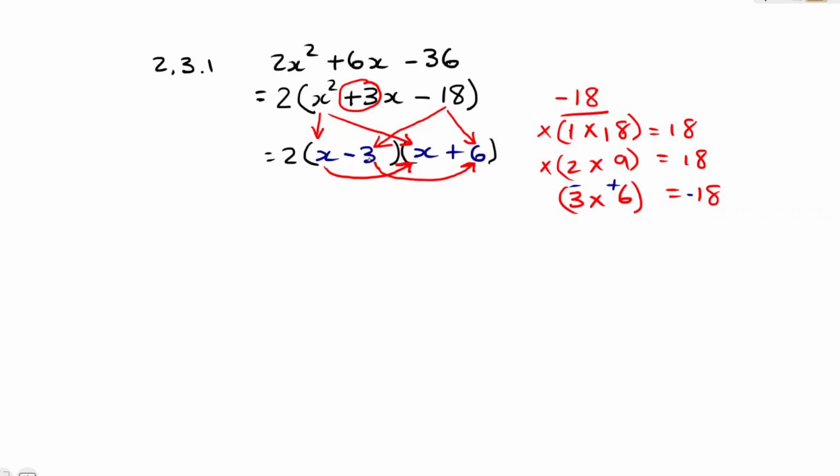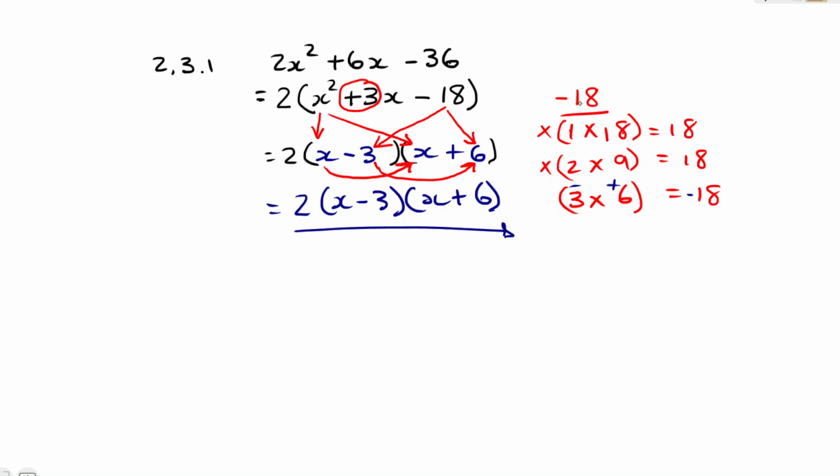Such that if you set negative 3 times positive 6, you get negative 18, but negative 3 plus 6 will give you plus 3. So the final answer now is 2x minus 3 bracket x plus 6. So this is the factorization of 2x squared plus 6x minus 36. So check your answer and compare it with my answer, if you factorized it correctly.